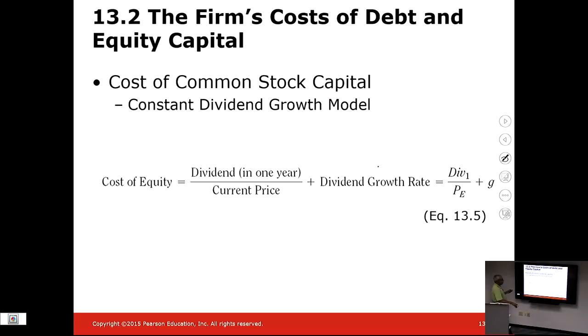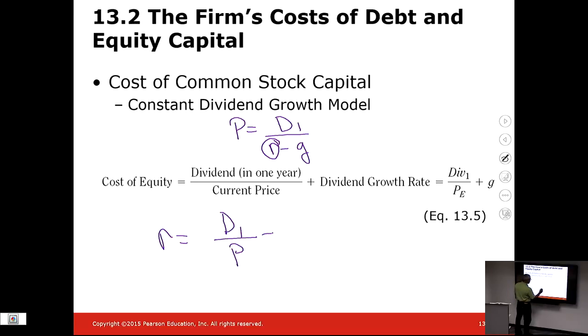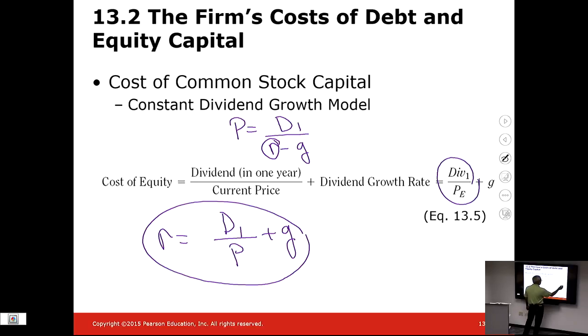There's a second method by which we can calculate the cost of equity. If you recall, for a constant growth stock, price is D1 divided by R minus G. So in this equation, I can isolate R. R is going to be D1 divided by price plus G. So that's just inversion of that equation. So D1 divided by price plus G.